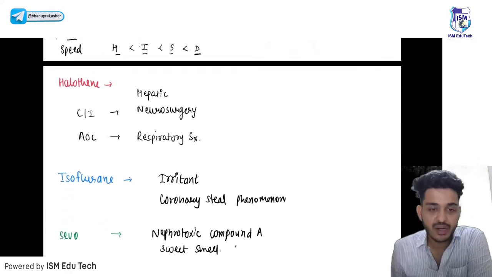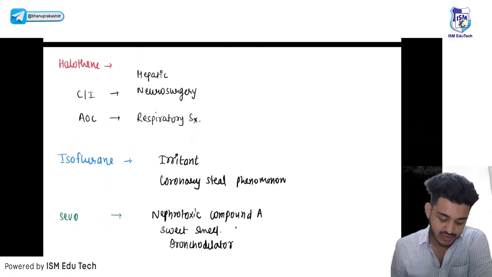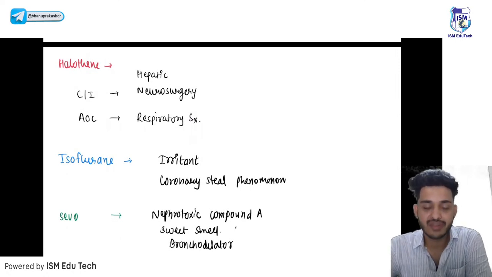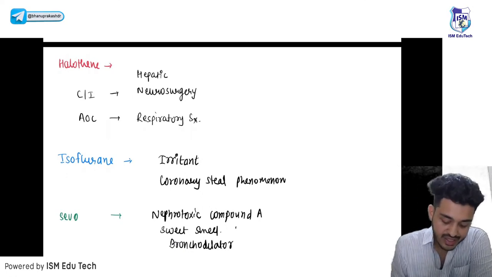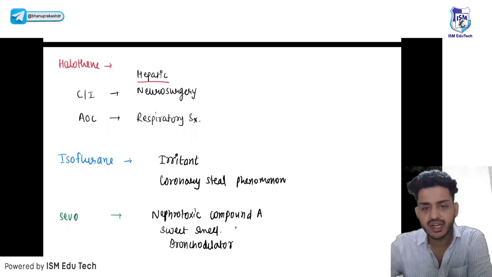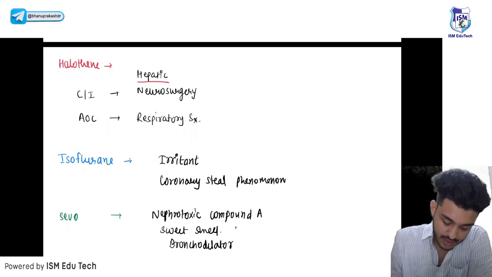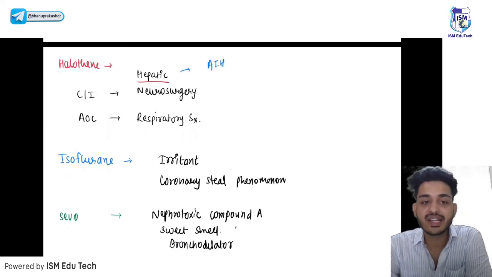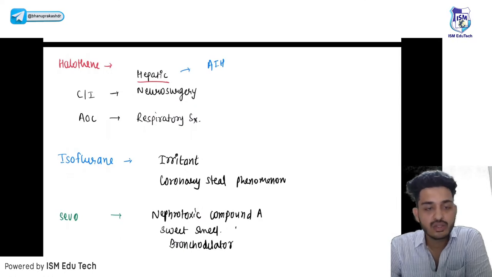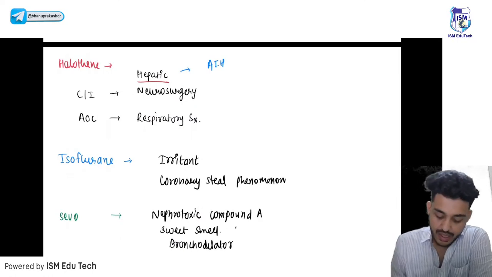Next, one by one, the important points about all of these. First one is halothane. We will look at its function, where it is the agent of choice and where it is contraindicated. It is contraindicated in hepatic surgeries. Why? Anyone? Because it produces autoimmune hepatitis. So halothane can produce autoimmune hepatitis, that is why it is contraindicated in hepatic surgeries.